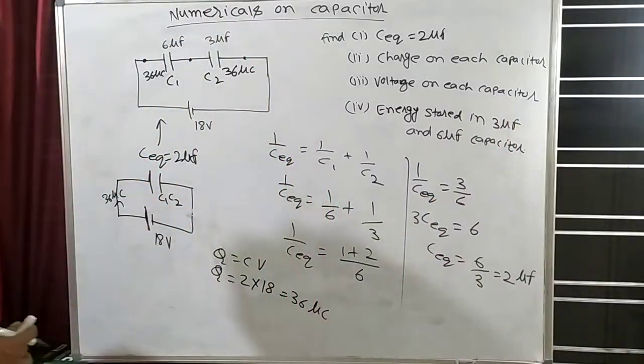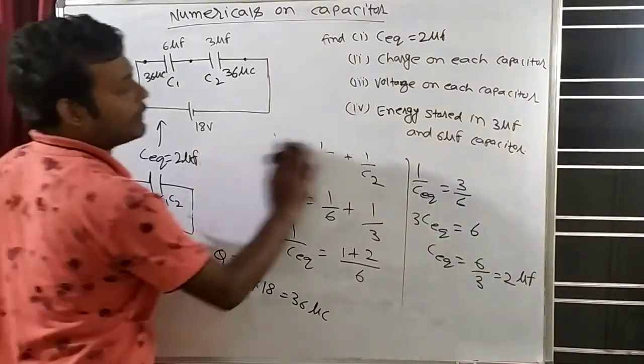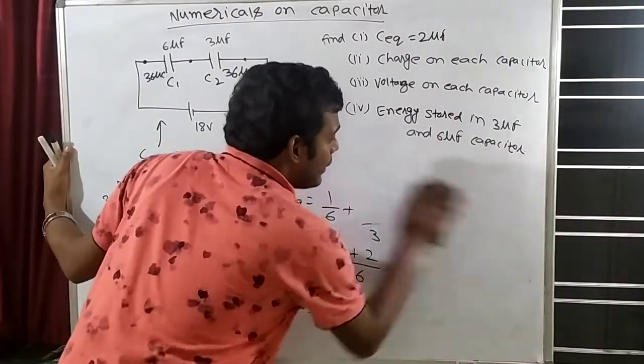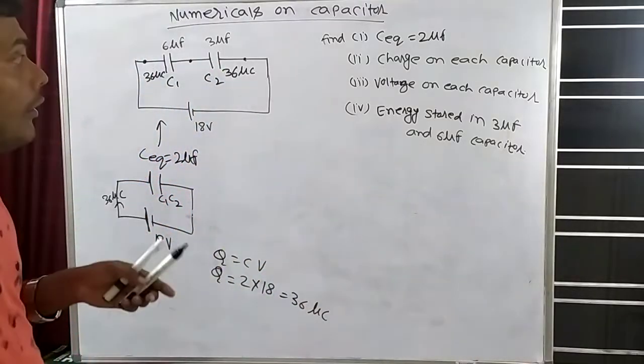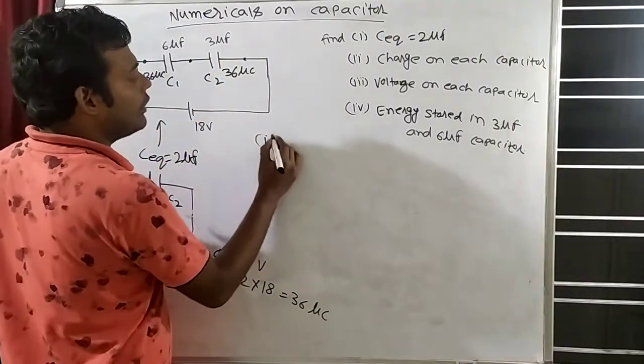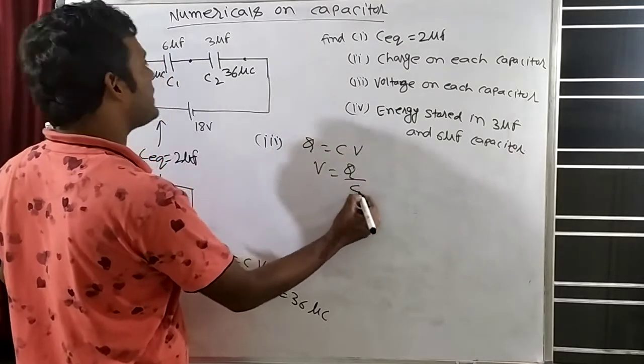Can we calculate voltage? How will we calculate voltage? See here, I am doing this one. Think about how we will calculate voltage. Q is equal to CV. Now what is the formula? I am calculating third. Q is equal to CV. So for calculating voltage, V is equal to Q by C.